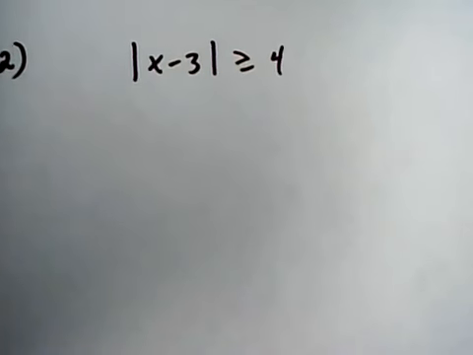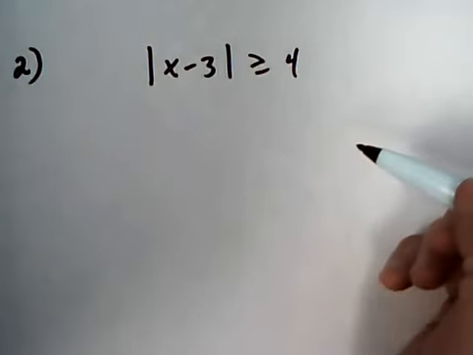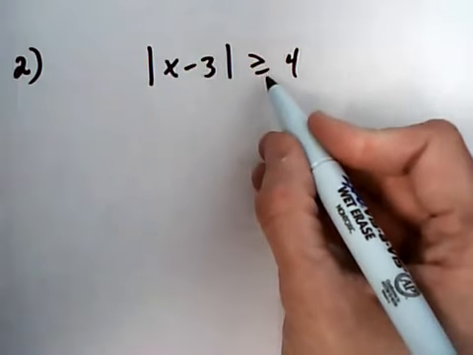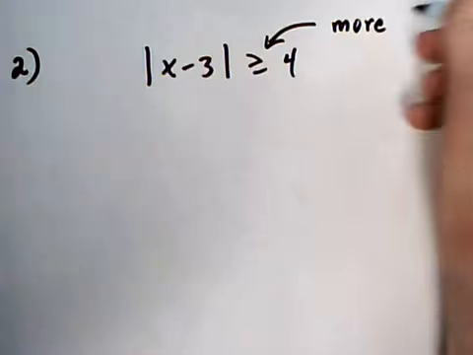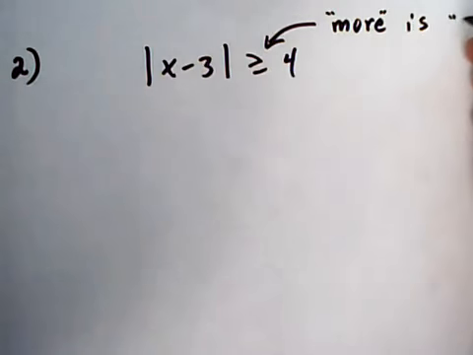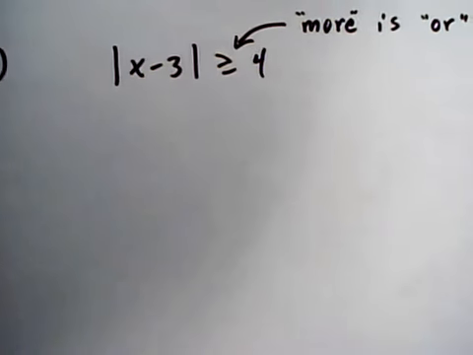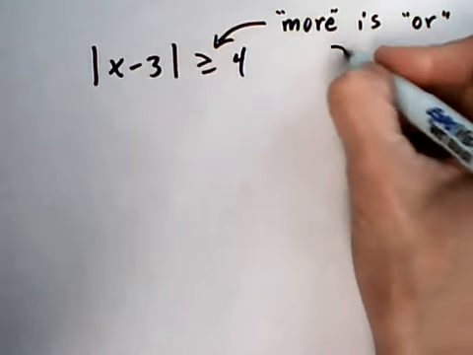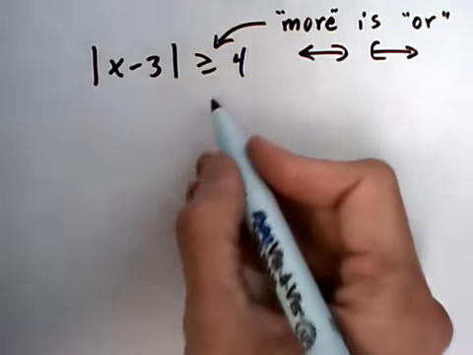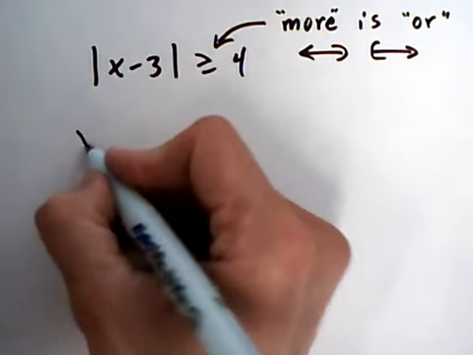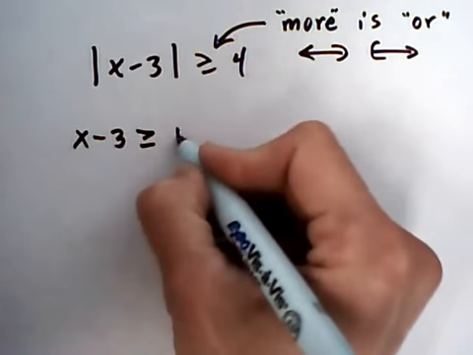For number 2, we have another absolute value, but now we have an inequality. The absolute value of x take away 3 is greater than or equal to 4. And remember the saying that when you have greater than, more is or. So you're going to use an or setup, and you're going to get one of those split graphs. The way we're going to set that up is we're going to do x take away 3 greater than or equal to 4.